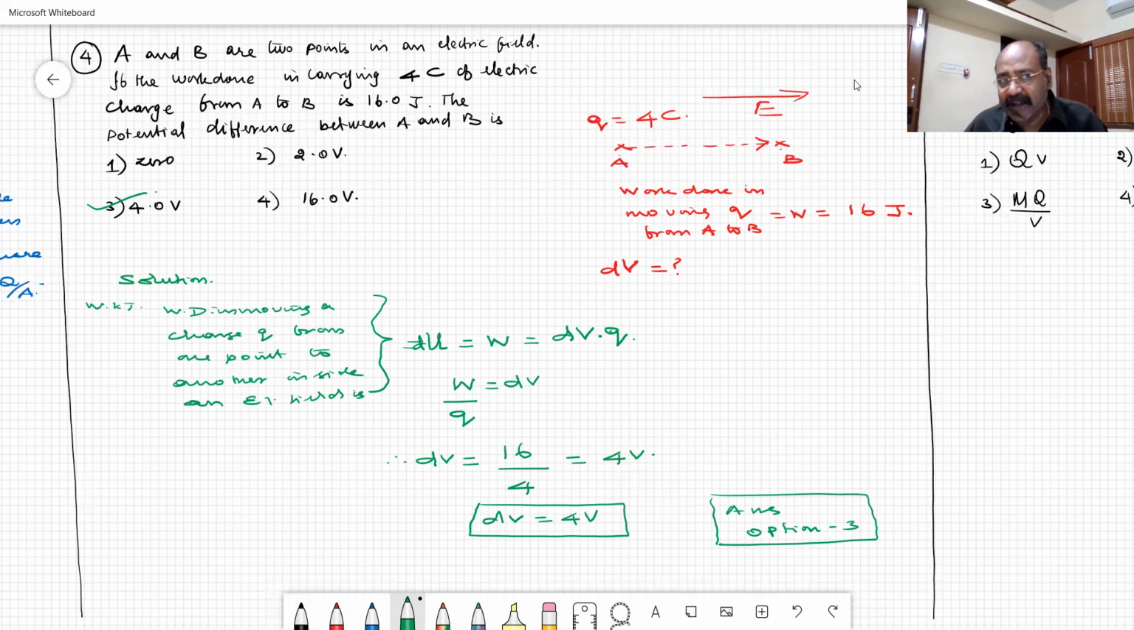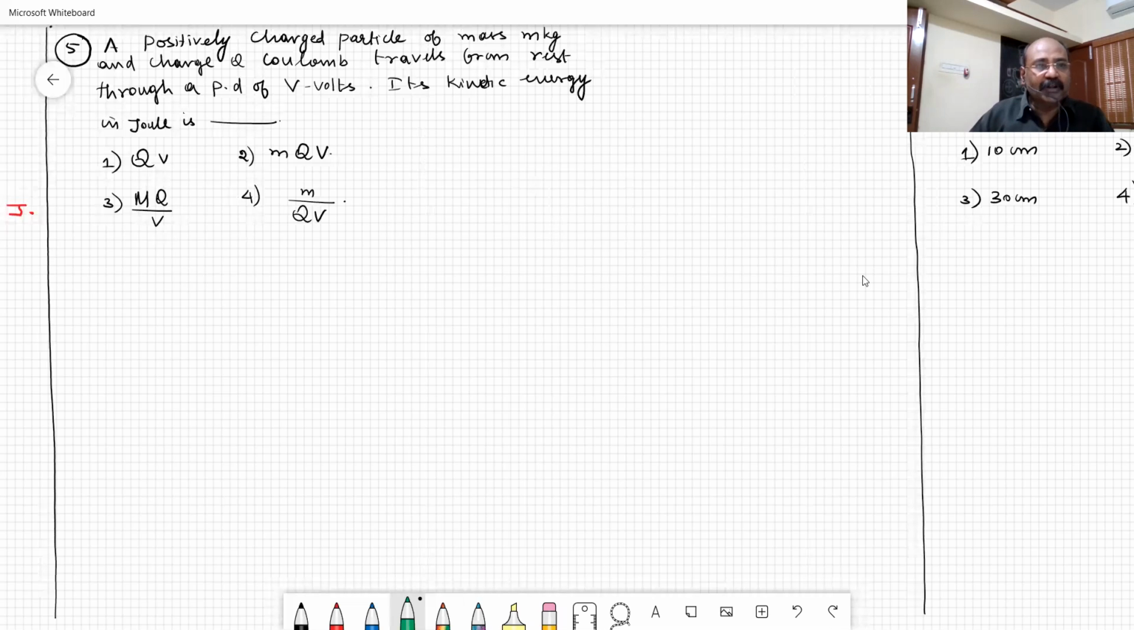Okay, let us move on to the next problem, problem number 5. A positively charged particle of mass m kilogram and charge q coulomb travels from rest through a potential difference of V volt. What is its kinetic energy? Whatever may be, energy is nothing but work done. What is the work done? Work done will be equal to the potential difference multiplied with the charge moved.